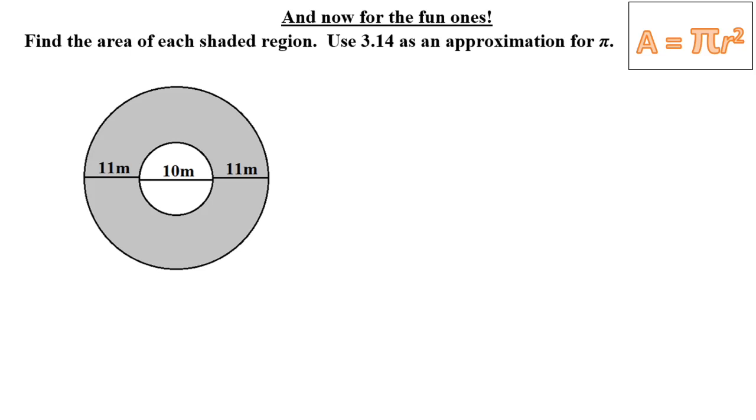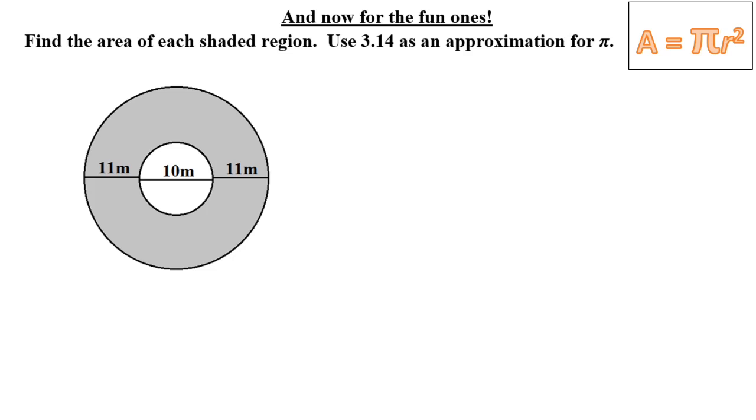All right, in this video we're going to go through some of the more fun circle problem solving area type of questions. So let's start with this one. This is our donut here. It's asking us to find the area of the shaded region. Now I have our area formula up there in the corner, pi r squared. We're going to need that.